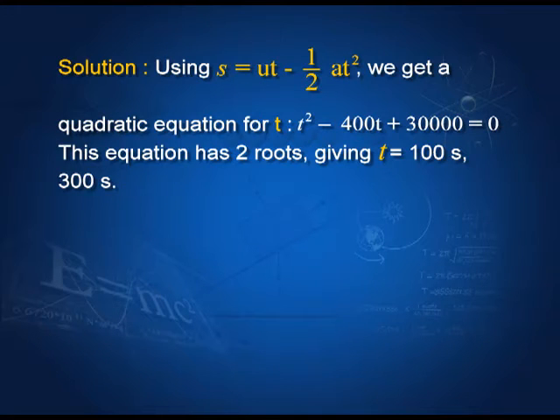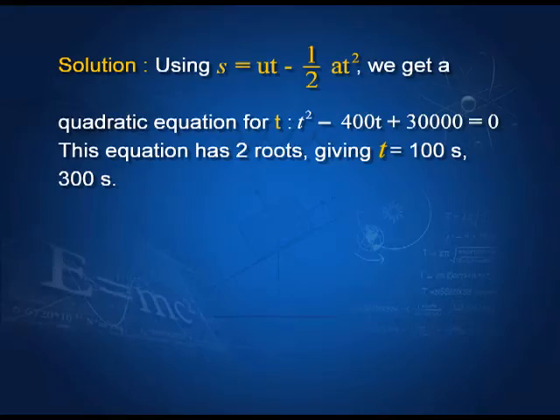Using s equal to u t plus half a t square, in this case u t minus half a t square, because acceleration is negative, we get a quadratic equation in t, that is t square minus 400 t plus 30,000 equal to 0. Now, this is a quadratic equation and it has two roots, and the two roots are t equal to 100 seconds and t equal to 300 seconds.